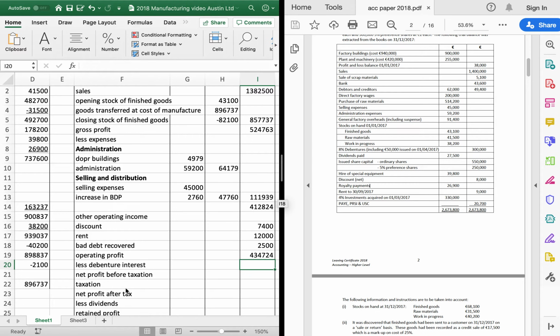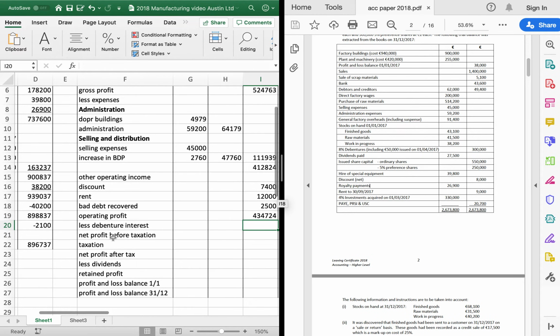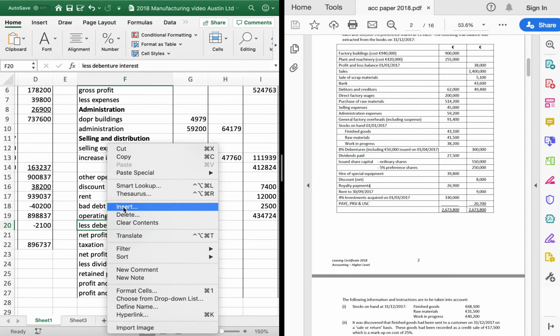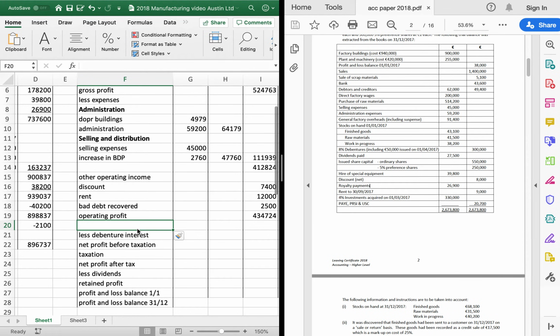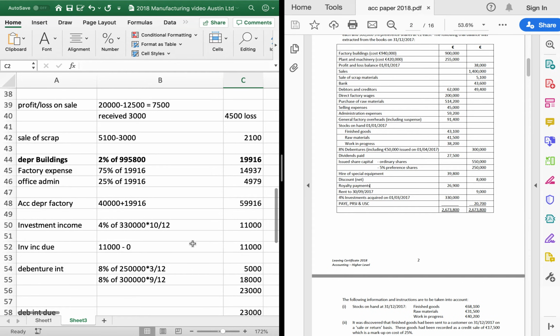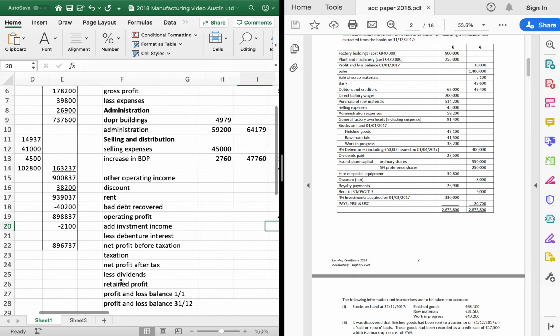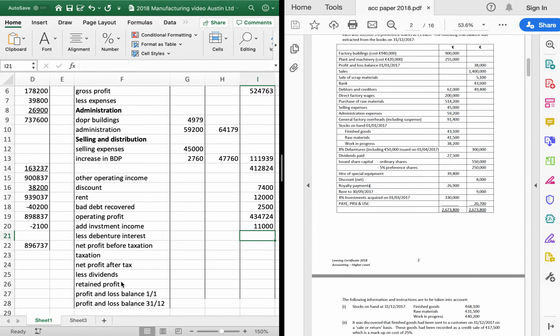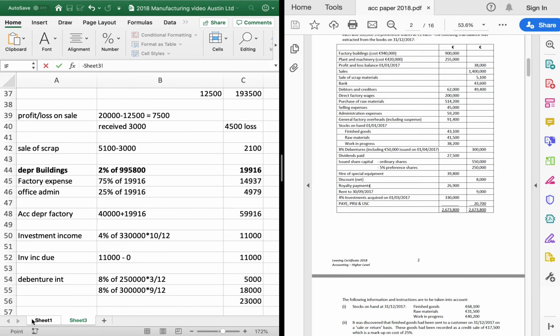So 434,724. We have investment income. So my skeleton isn't holding up too well here at all. So we're going to add on our investment income, just down at the bottom, 11,000. And then we're going to take away our debenture interest, which was 20 something, 23,000.